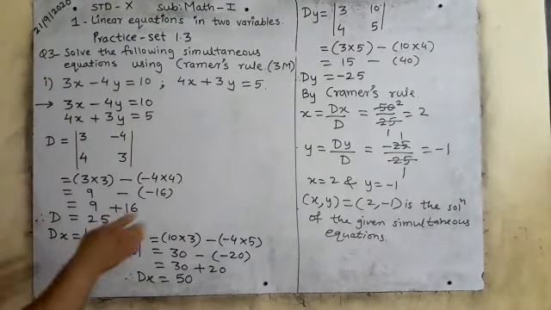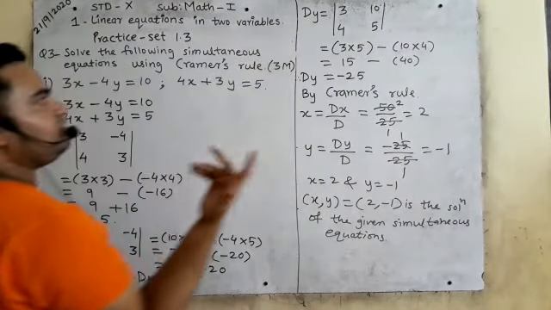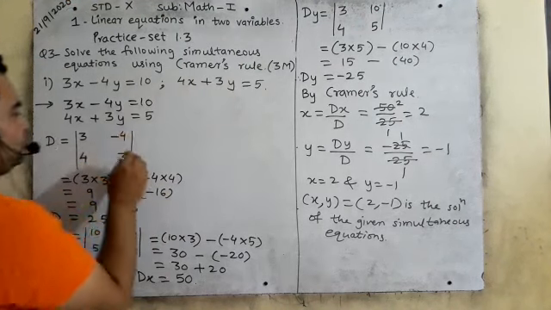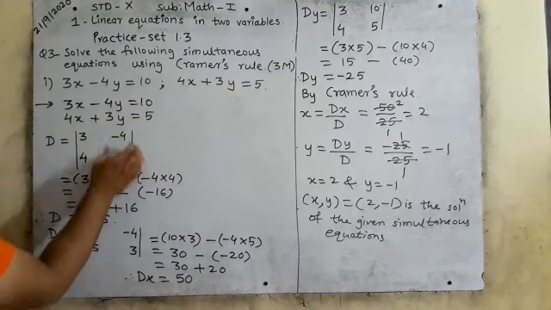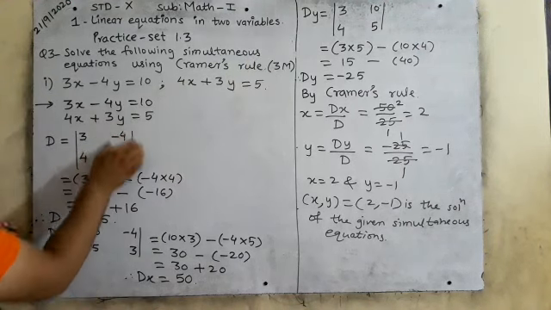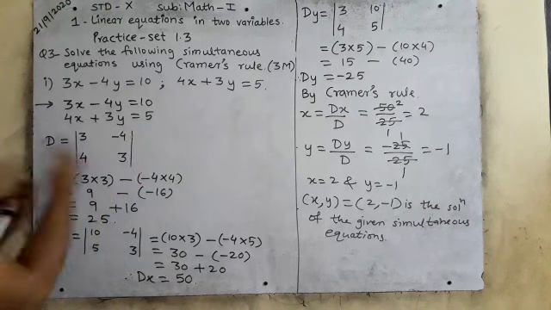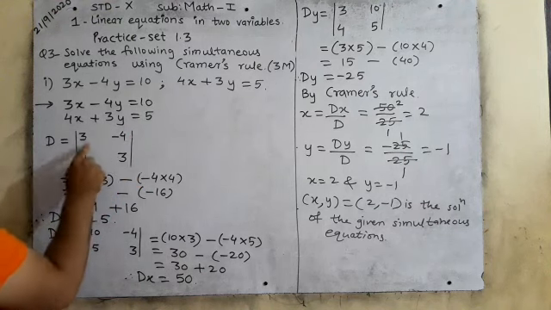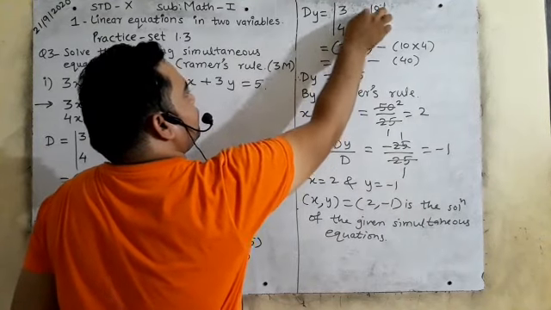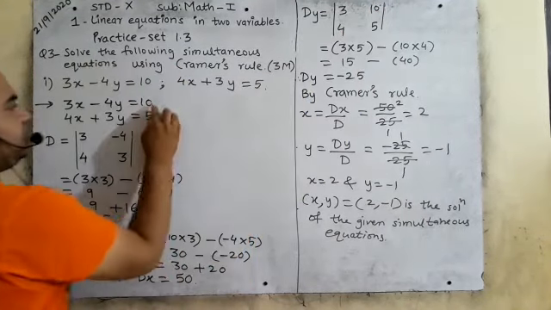So how to find this dy? The 4 numbers of dy will come from where? Like dx you will find dy also. You will take out these coefficients of y. Whenever you find dy, take out the coefficients of y. This is the coefficients of y. Take out, remove. Only write the coefficients of x, 3 and 4. And here at the place of the coefficients of y, I will use 10 and 5.